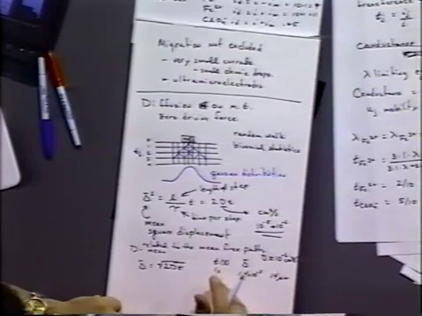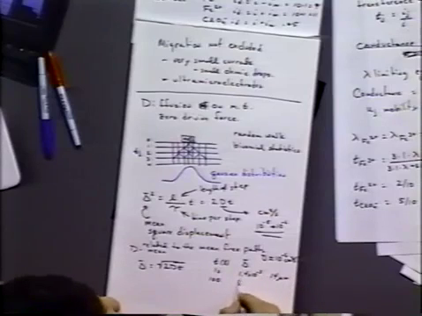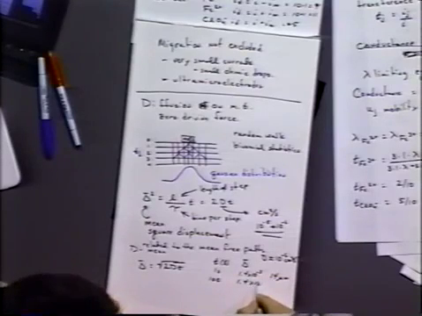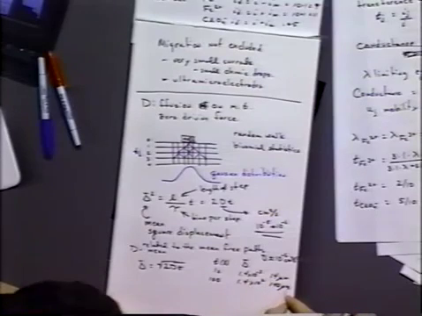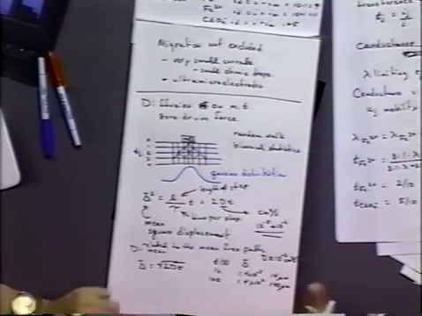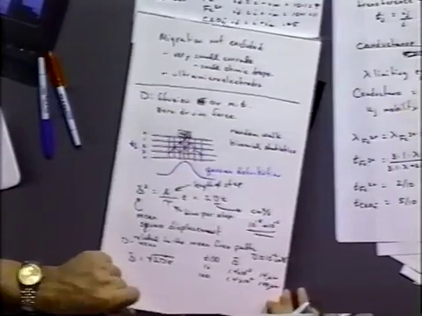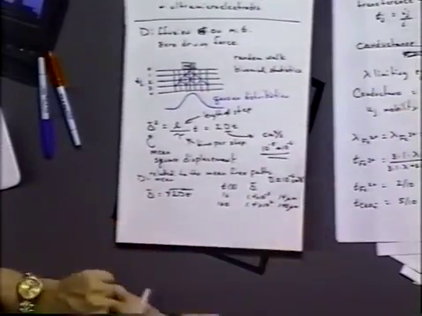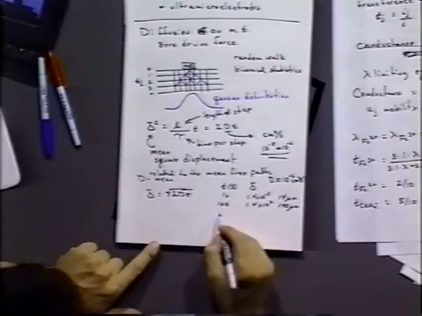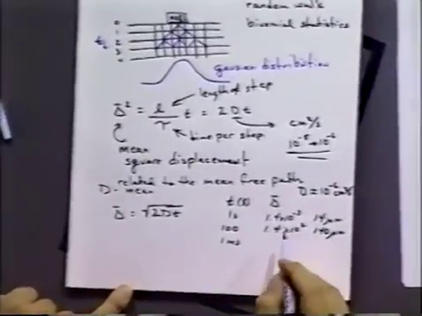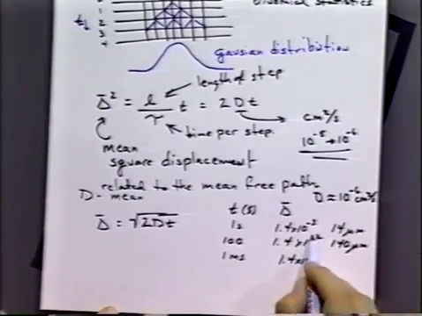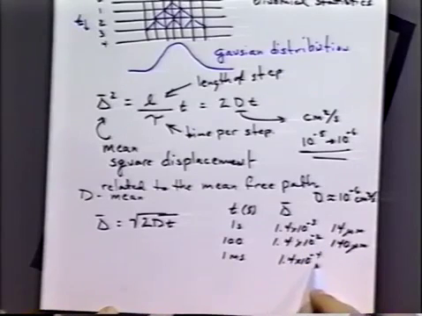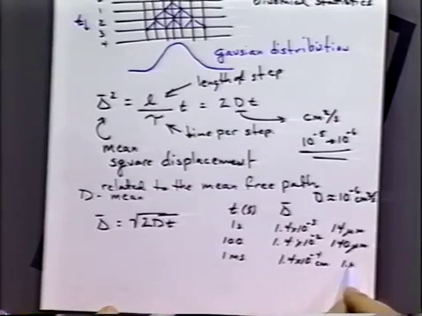If our time is 100 seconds, it's 1.4 times 10 to the minus 2, or 140 micrometers away. So because of the square root dependence, it takes quite a long time actually to see a significant movement. If we go to a 1 millisecond time scale, now we're down to 1.4 times 10 to the minus 4 centimeters, or approximately 1.4 microns.